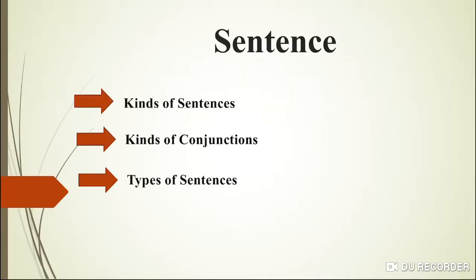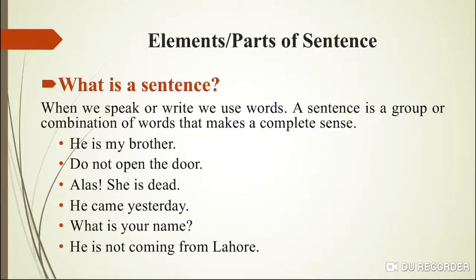Students, you have read about the sentence. We have discussed what a sentence is. Then over here we have to talk about the kinds of sentences, kinds of conjunctions, and then types of sentences, right? So what the sentence is, you can see over here a number of examples. He's my brother, do not open the door, alas she is dead. He came yesterday, what is your name? He is not coming from Lahore. Actually, all these words are arranged in such a manner that they convey a message, right?